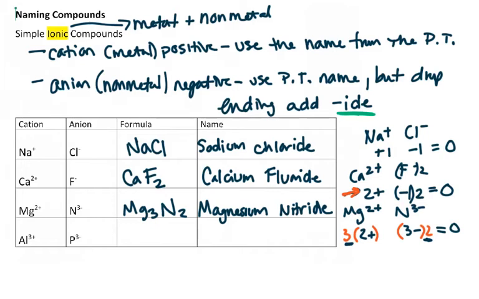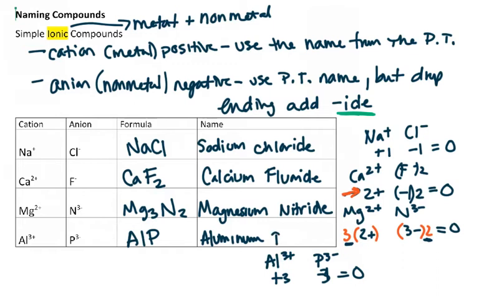Our last one, aluminum. Aluminum is 3+. And phosphorus is 3-, so that's +3 and -3. So that equals 0. So I don't need to do any multiplying. It means I have 1 aluminum and 1 phosphorus. Aluminum is its cation, so it's going to keep its name, no change. And then phosphorus becomes phosphide. Again, I'm going to drop the ending and add IDE. Phosphorus becomes phosphide.